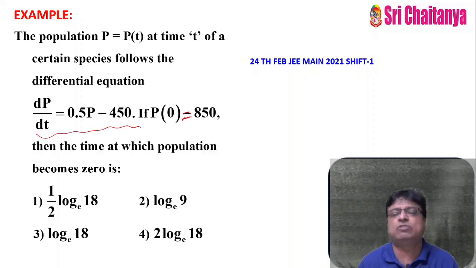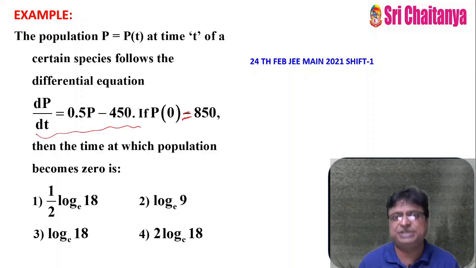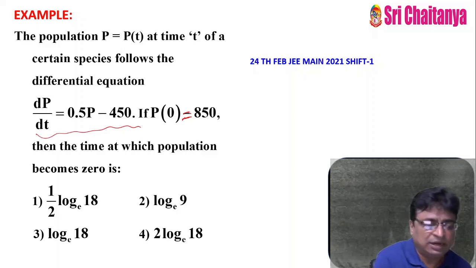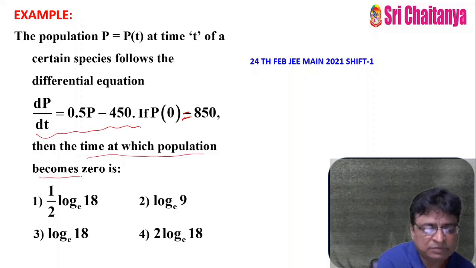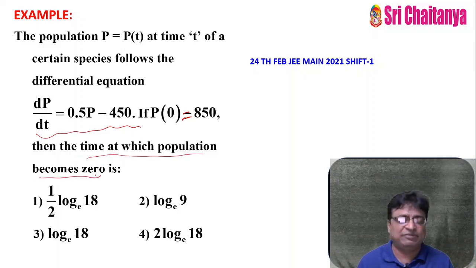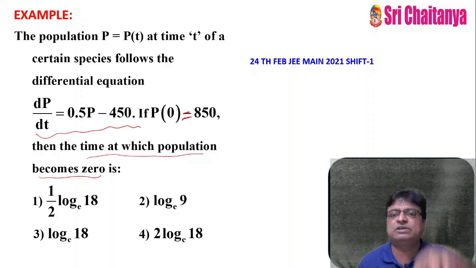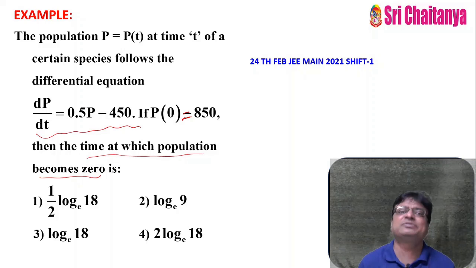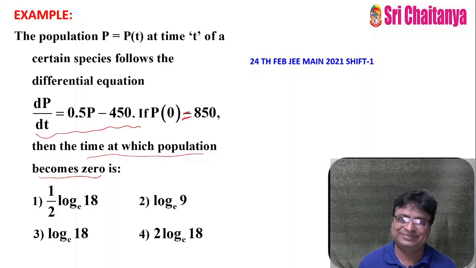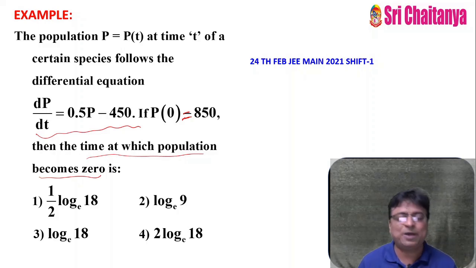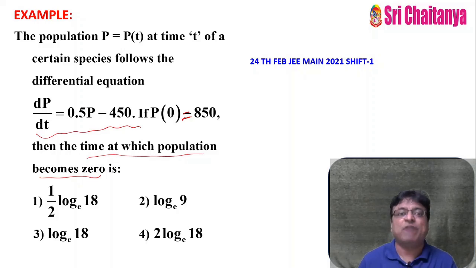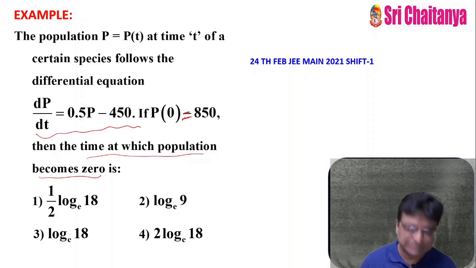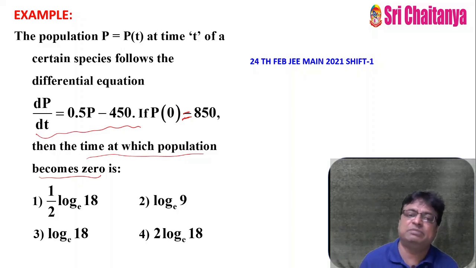That means at a time t equal to 0, initially, population would be 850. Then the time at which the population becomes 0. See, when time is equal to 0, 850 was the initial population. Then for what time the population becomes 0, that they are asking. Clear? So this is one of the beautiful applications of the variable separable method.